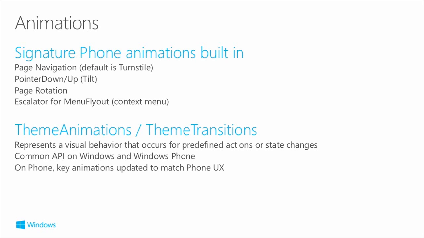The page navigation, you go from one page to another, the default is turnstile, and that is built into page navigations. And the other ones are all built in as well, like, what's the true name for it, is pointer down up. But actually what we know that as better is tilt effect, which means when you tap on a button, it kind of dips into the screen a little bit. You get this kind of weird 3D effect. So as you press on a button, you actually get a visual feedback that it is tilting into the screen. So that's all built into all the touchable controls as well. Page rotation, that's built in.